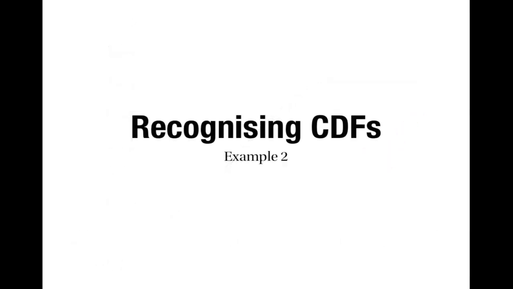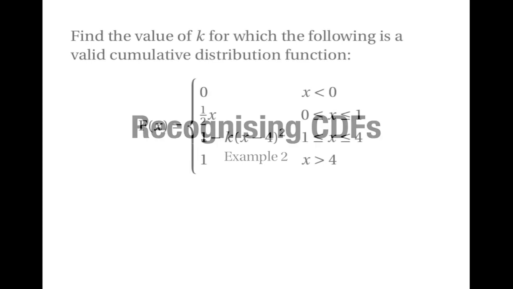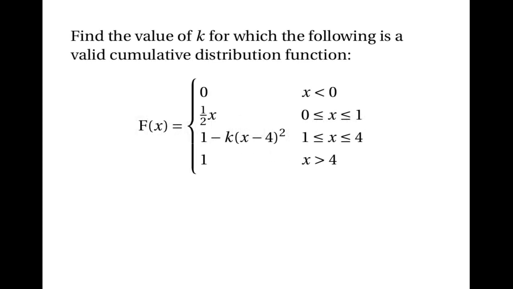One final example on recognising cumulative distribution functions. Here's an incomplete definition of a cumulative distribution function. It's incomplete because it involves the value of k somewhere. And I wanted to find out the value of k for which this would be a valid cumulative distribution function.